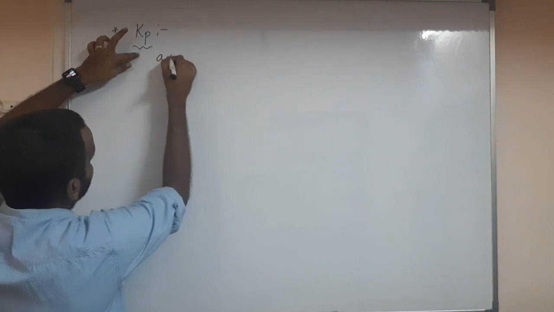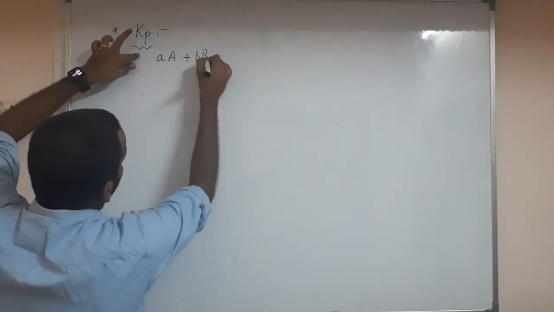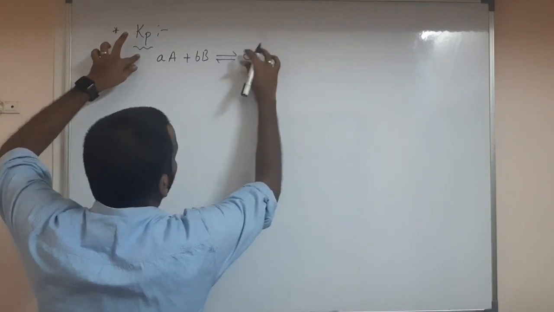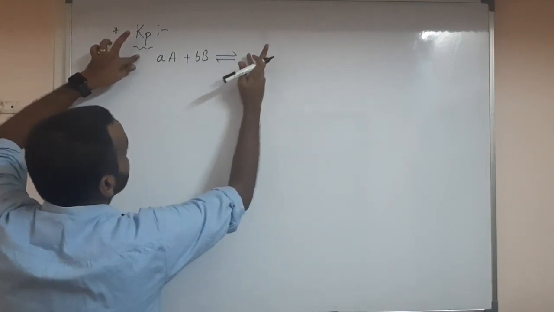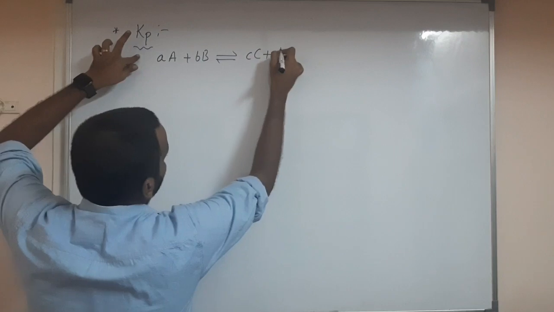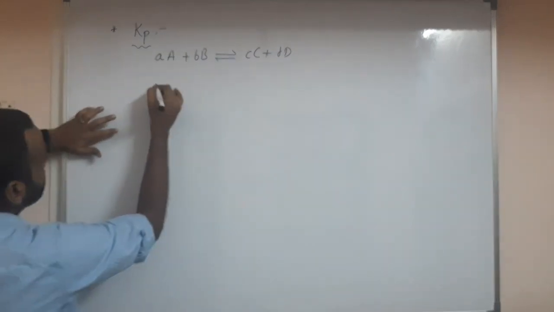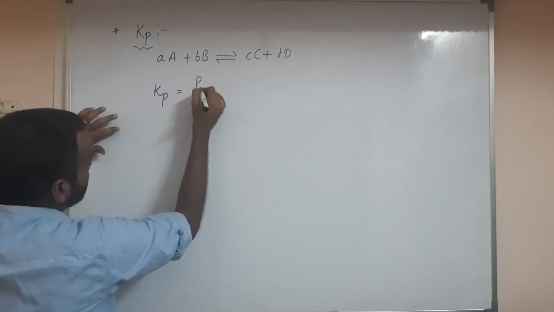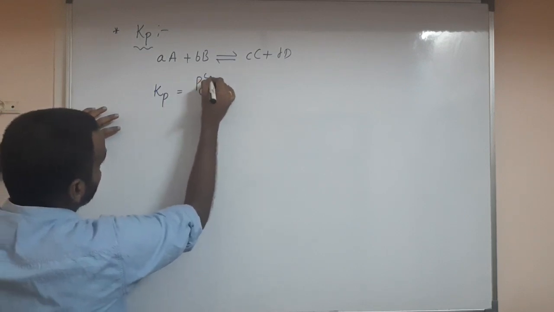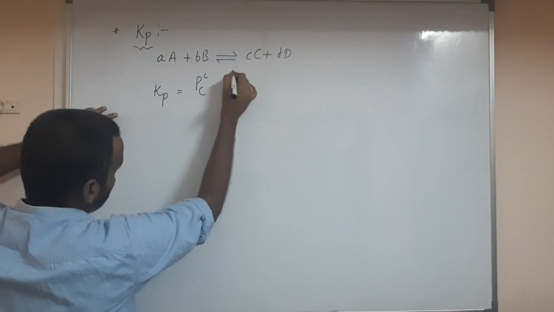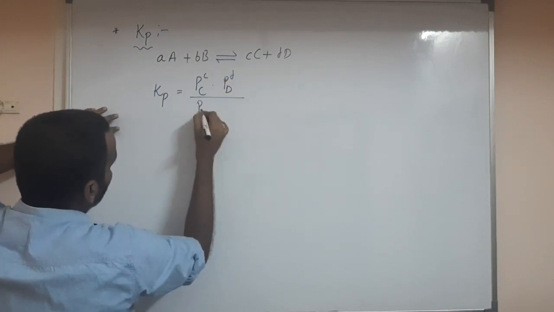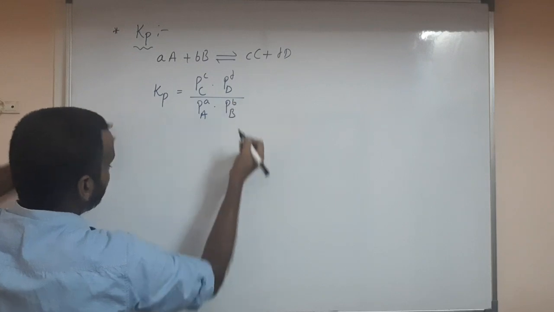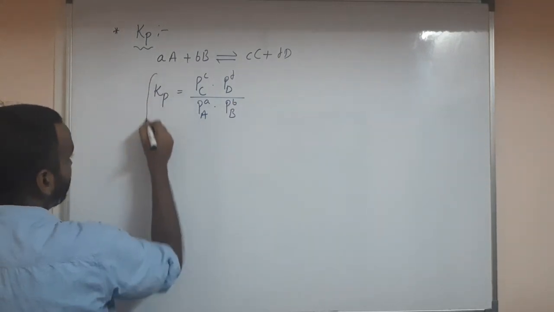Simply we write, for the same reaction aA plus bB in equilibrium with cC plus dD, Kp means partial pressure of C to the power c, partial pressure of D to the power d, over partial pressure of A to the power a and partial pressure of B to the power b. So this is what we call Kp.